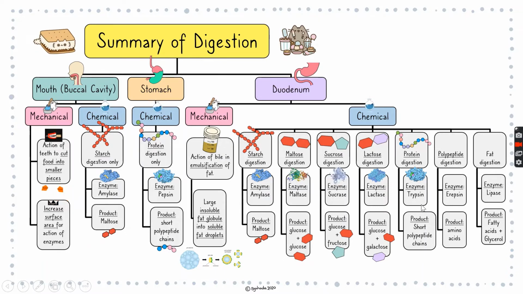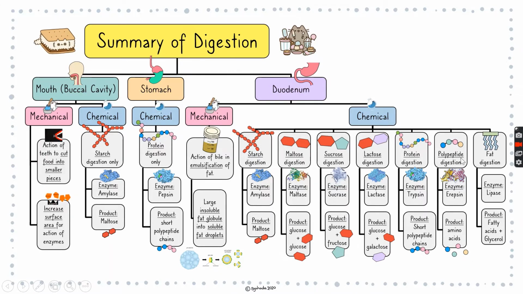So trypsin breaks down protein into short polypeptide chains, and protein digestion is finished in the duodenum, aka completed, by the action of erepsin, which is found in the intestinal juice. Erepsin breaks down the short polypeptide chains into amino acids. These are individual small protein molecules.